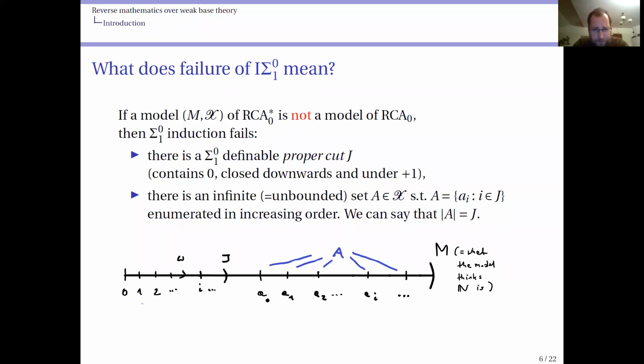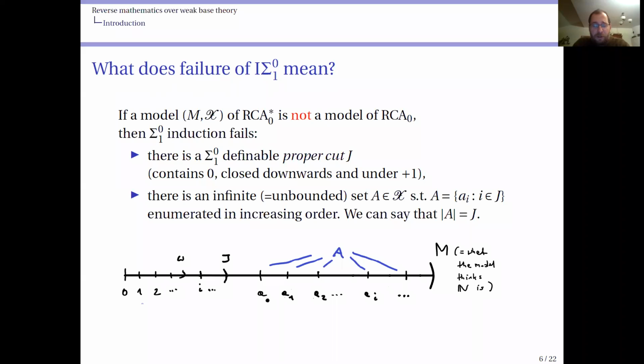Now, failure of induction basically means that there is, in this model, and I will denote models typically as M, script X, where M is the first order part, or what the model thinks to be the natural numbers, and script X is what it considers to be the power set of the natural numbers, the second order part. So if you've got sigma-1 induction failing, then there is a so-called sigma-1 definable proper cut, meaning there is a sigma-1 definable subset of the natural numbers that contains 0 and is closed under successor. We can actually assume that it's closed downwards, and I will. And it's proper. It's not the entire natural numbers according to the model. And that's almost by definition what failure of induction means.